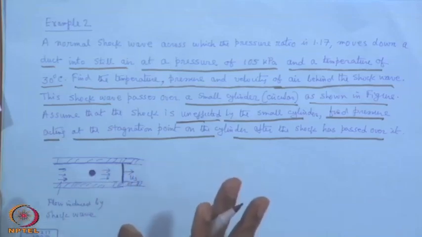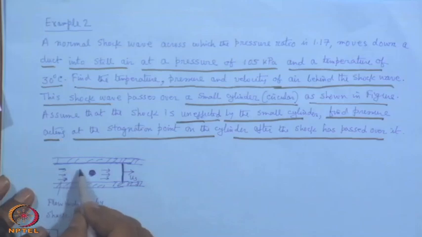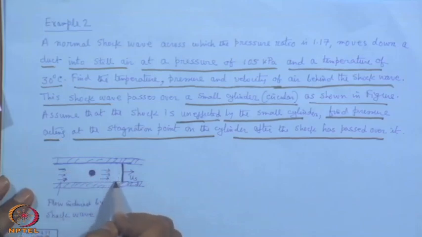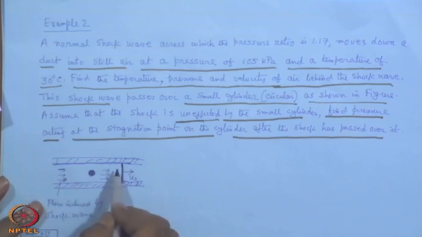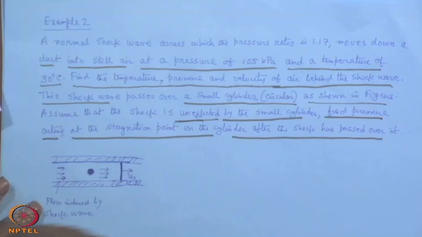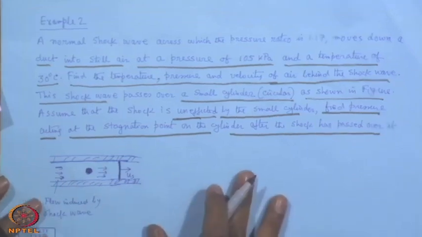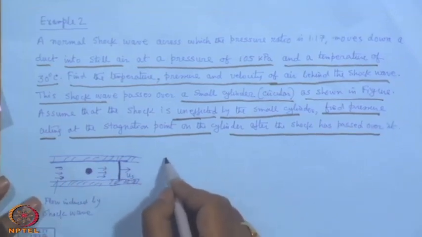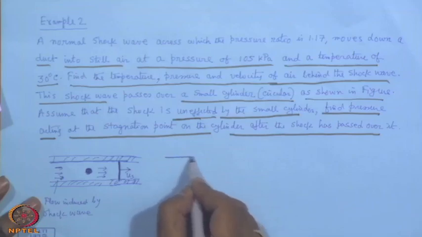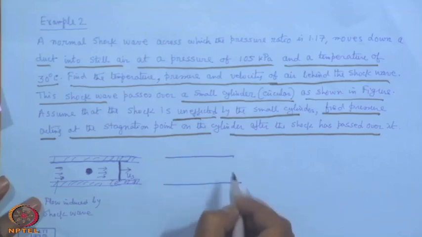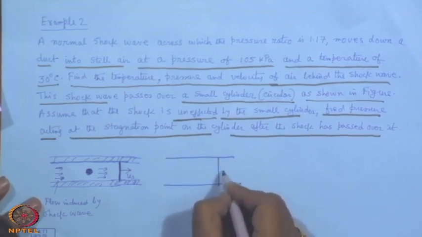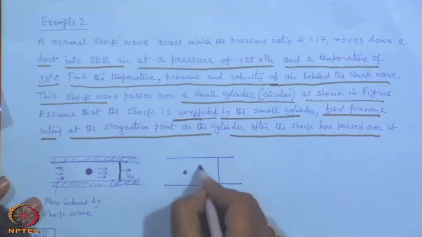What is the condition? In the entire upstream part of the shock, through which the shock has already passed, the fluid has attained some induced velocity V. Okay, now let us find this induced velocity V. Our case is similar to this: let this be the cylinder.